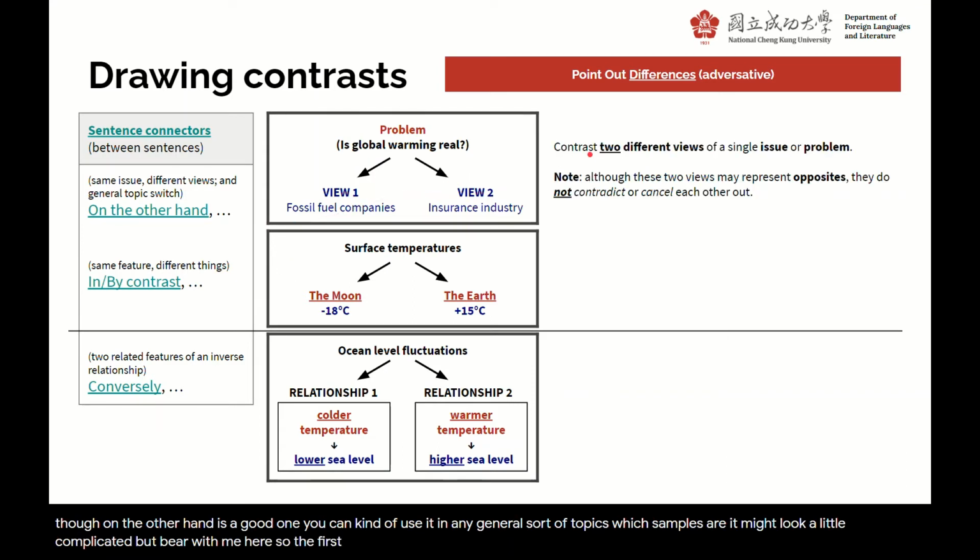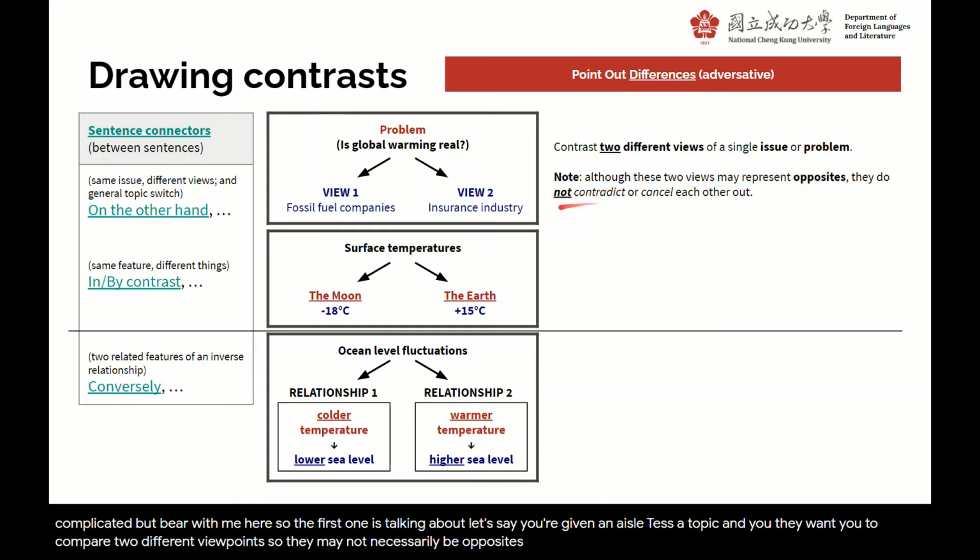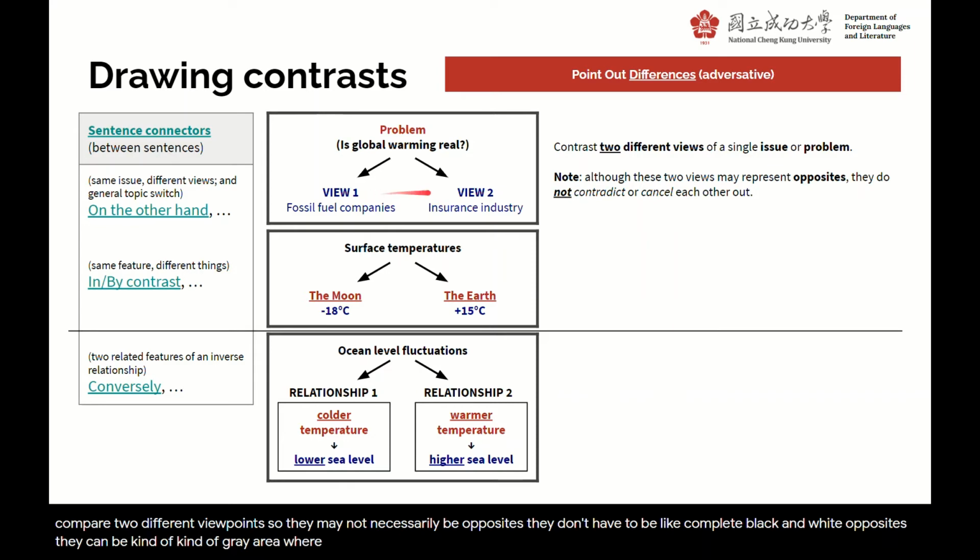So the first one is talking about, let's say you're given an IELTS essay topic, and they want you to compare 2 different viewpoints. They may not necessarily be opposites. They don't have to be complete black and white opposites. They could be a gray area where they're not completely opposite. And "on the other hand" is a good way of transitioning between those two.